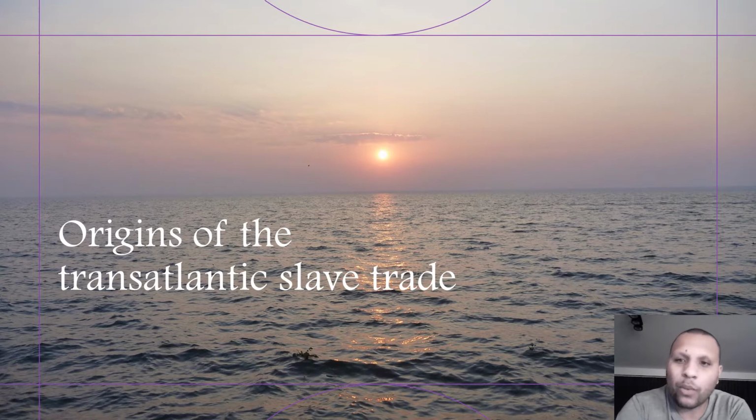What I want to establish is the connection between the origins of the transatlantic slave trade and the Reconquista in the Iberian Peninsula. Because in a certain way, the Portuguese maritime expansion in the 1400s was a direct consequence of the Reconquista in the Iberian Peninsula and the wars fought between the Christian kingdoms and the Muslim kingdoms in the Iberian Peninsula. So let's take a look.